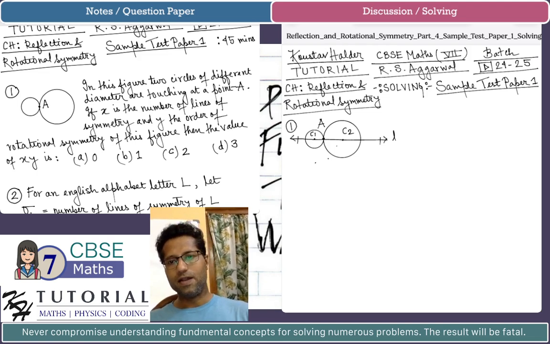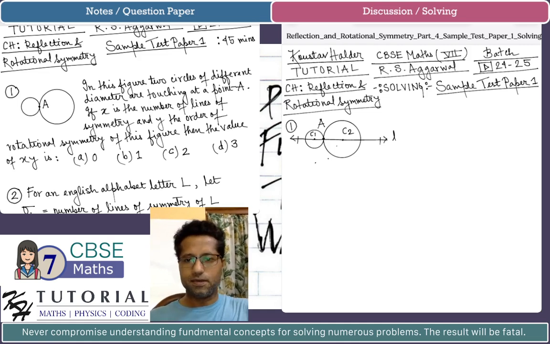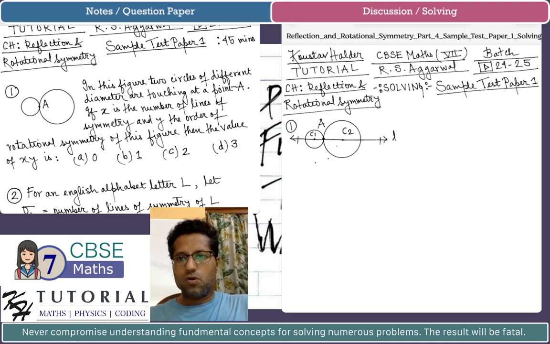Similarly, we will have the same semicircle of the bigger circle below the line, and the same semicircle of the smaller circle below the line. So definitely we can say that the line L joining the two centers has to be a line of symmetry.